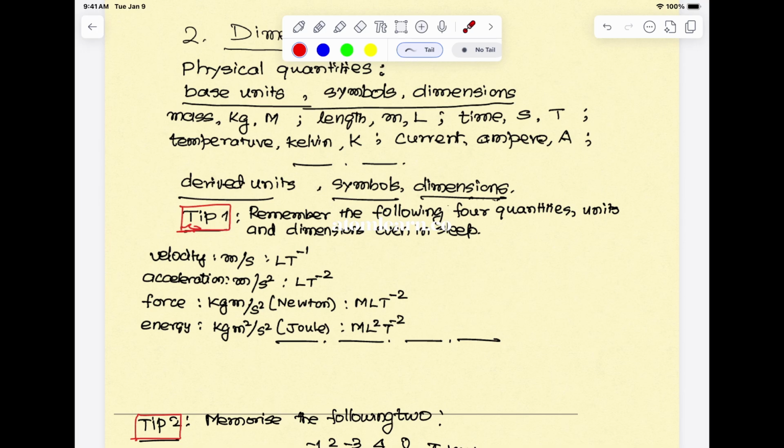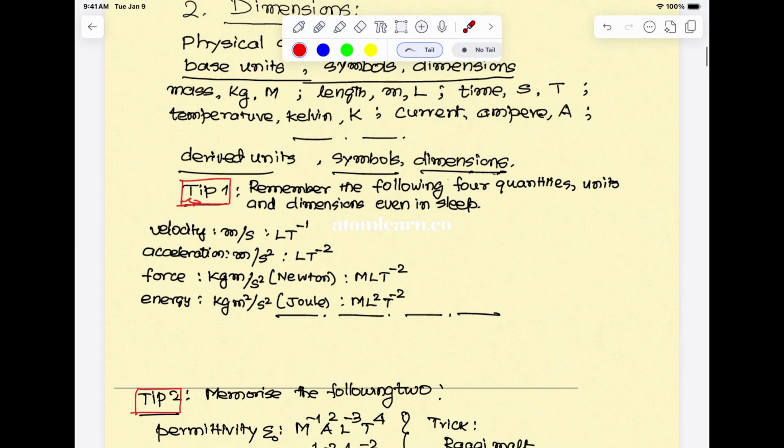Next, all quantities other than the fundamental 5 or 7 quantities are called derived units. They also have symbols under the dimensions. As I said, I have arranged my talk around 6 tips. I'm going to give you how to prepare.